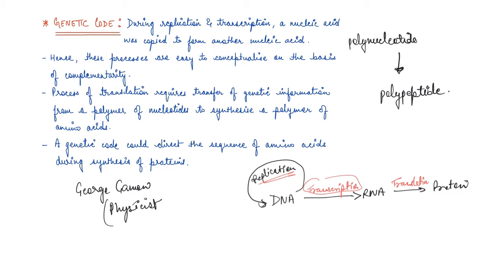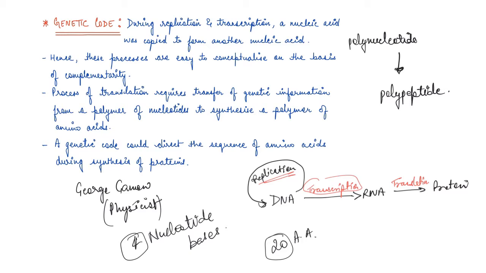Now see, he's not a biologist, he was a physicist who argued that since there are only four bases, we have four nucleotide bases in DNA or RNA, right? Since there are only four nucleotide bases, and they have to code for 20 amino acids, we have 20 amino acids, right? Then the code should constitute a combination of bases. There are just four nucleotide bases, but they have to code for 20 amino acids, so there should be a combination of these nucleotide bases, right?